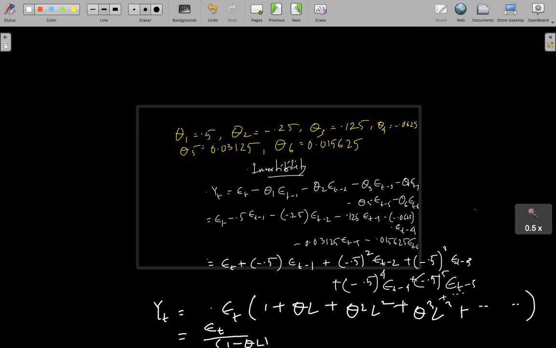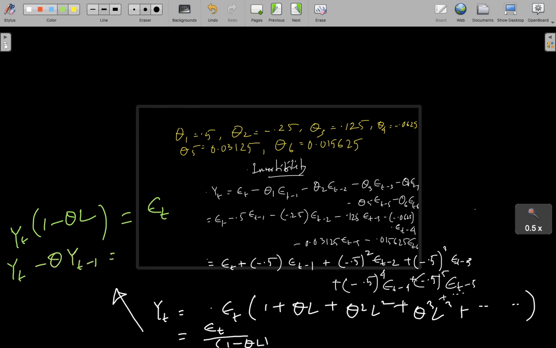Now I can write my Yt times 1 minus theta L is my et. Which means Yt minus theta Yt minus 1 is my et. Which means Yt equals theta Yt minus 1 plus et. This is exactly the expression for an AR(1) series.